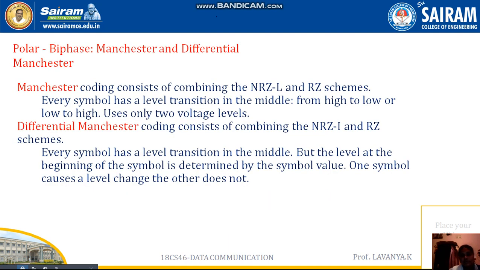Then, in that polar return to 0, I told you it is a biphase method. It uses one of the special techniques, that is the biphase technique. In the biphase technique, we discussed two types of line coding methods, that is Manchester and differential Manchester. What is the difference between Manchester and differential Manchester? We will see now.